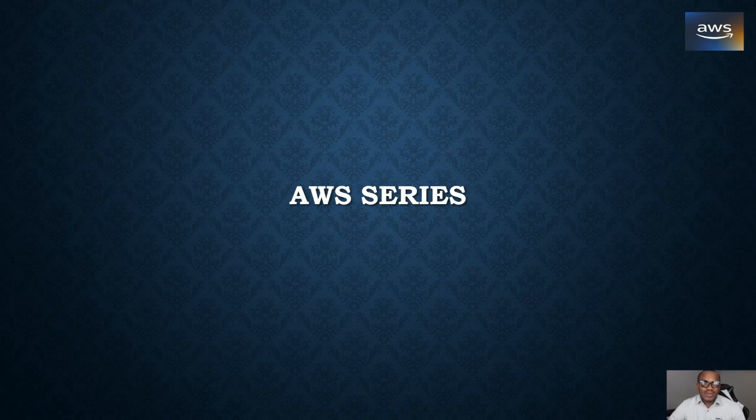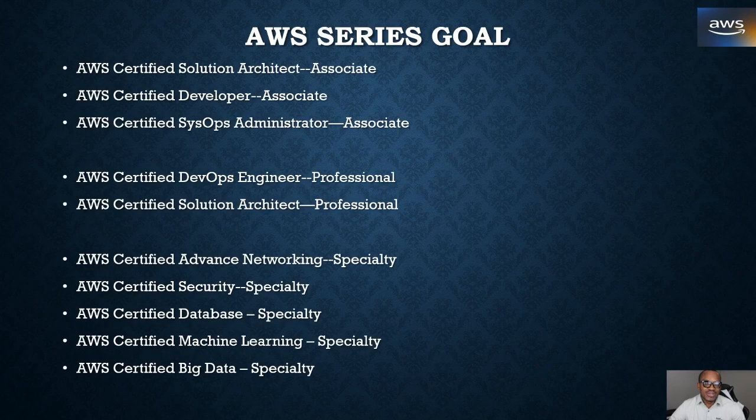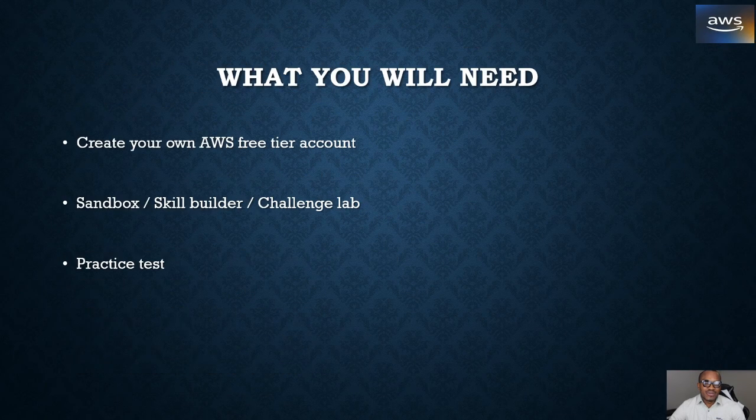My name is Enoch. Today I'll be starting a new series on AWS, and I've designed this series to cover about 10 AWS certifications from the associate level to the professional level and to the specialist level. And if you follow this series, some of the things you will need if you're writing a certification will be a practice test. You can get some practice tests online to validate your skill before you go for your certification.